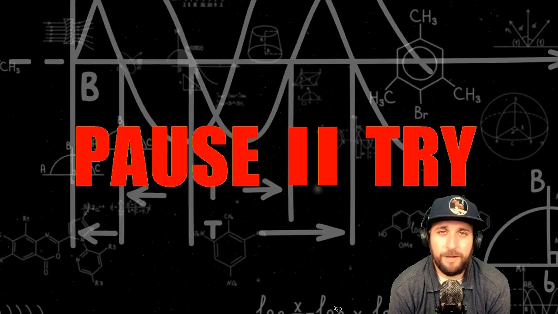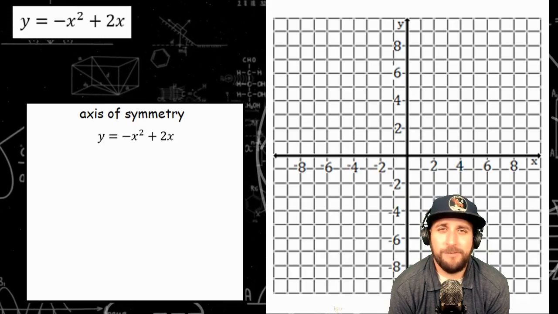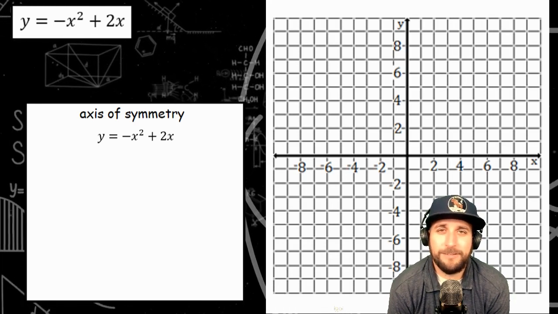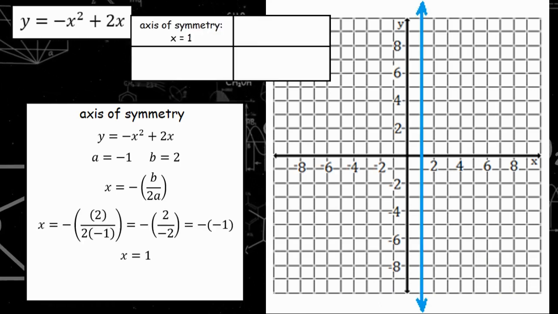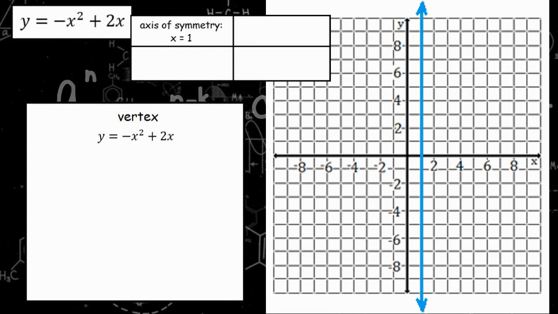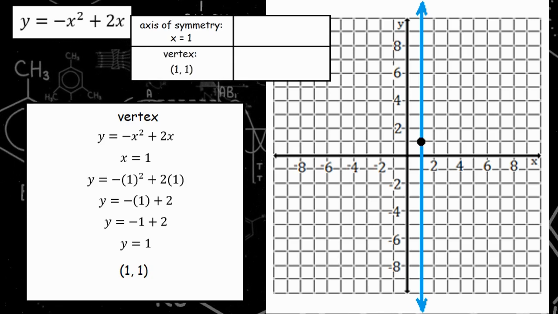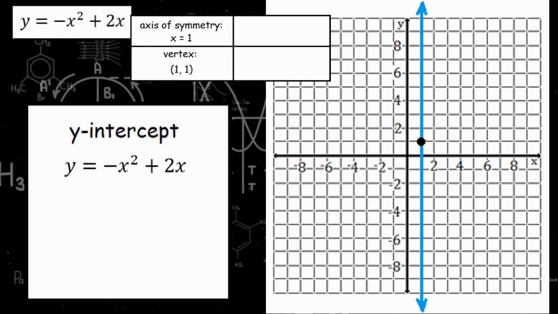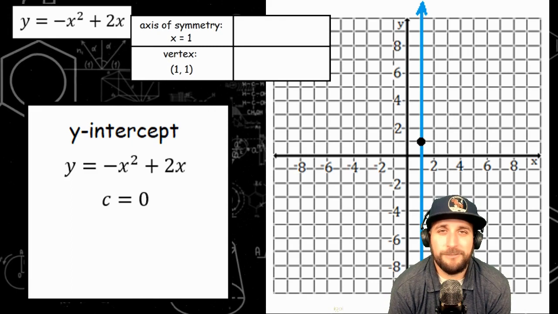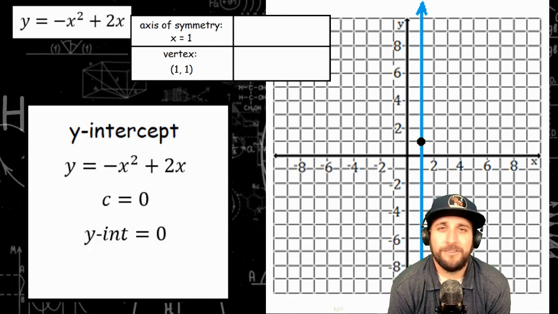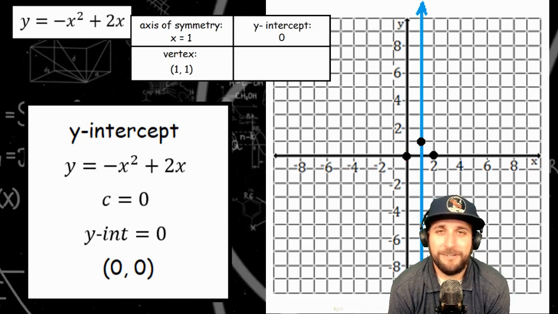So you can try practice problem number 2. And here's all the work for practice problem number 2. I'll come back if anything weird happens. C equals 0. There's no C on this problem, so my C is 0. So that means my y-intercept is 0. So my y-intercept is at the origin there. I'll let you get back to it.